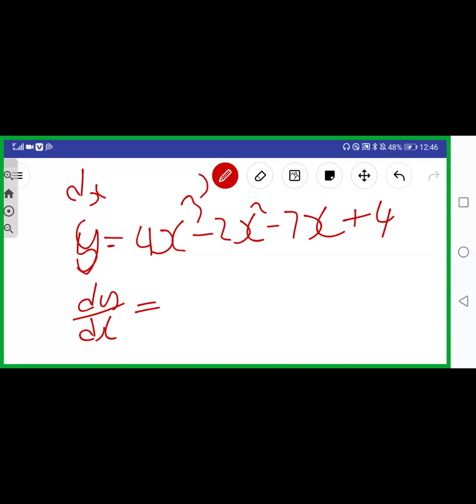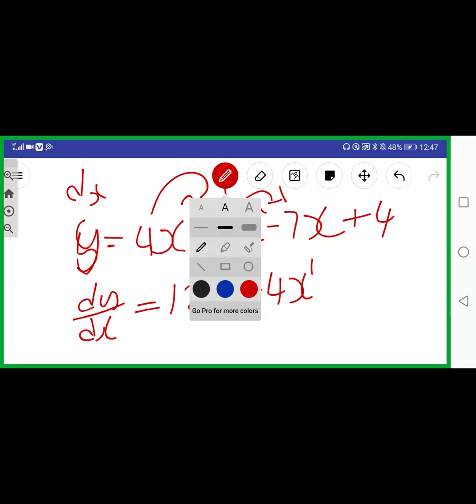Then that's when you start. Well, 3 multiplied by 4, that's going to give you 12x. You must subtract 1 from that 3. Then you have a 2. Then 2 multiplied by 2, you get a 4. Then x, well, you immediately subtract 1 from that exponent, then you get a 1.